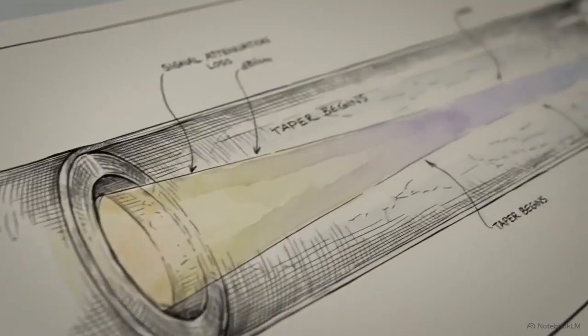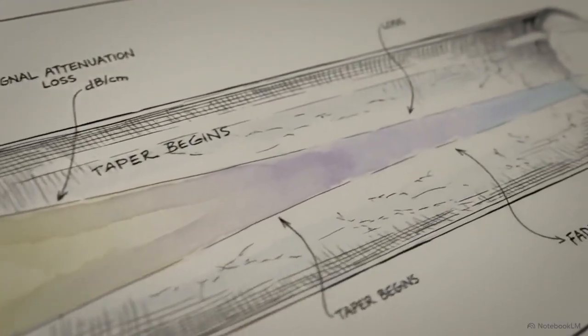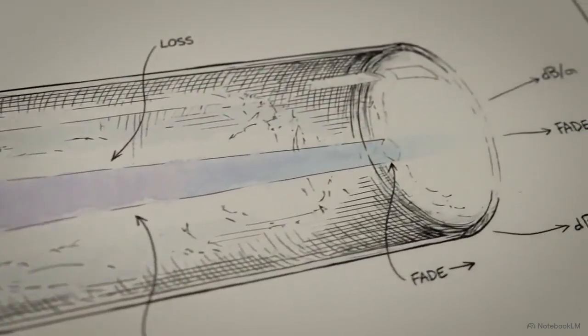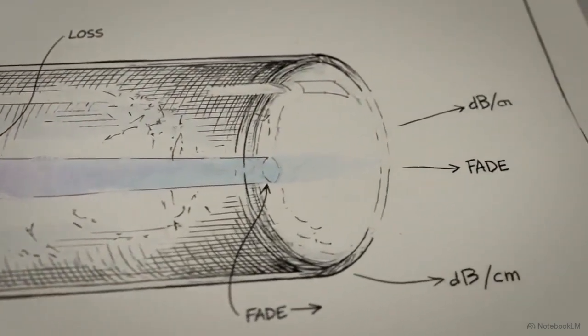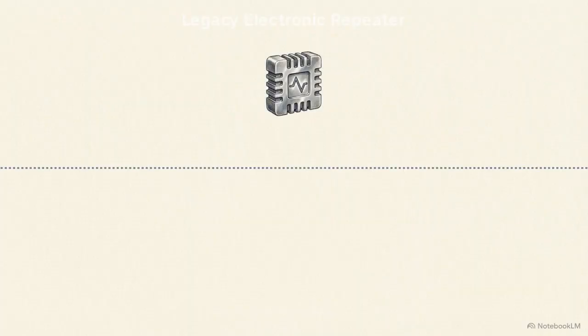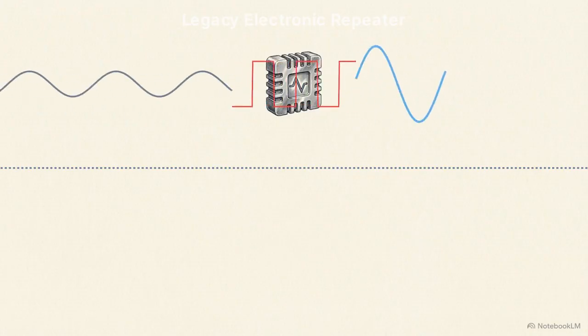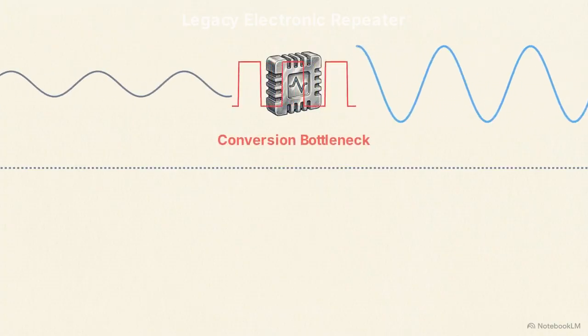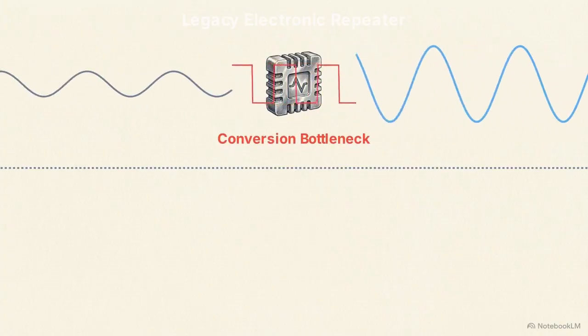As light travels over hundreds of kilometers, it inevitably loses power and fades. This natural energy loss is known as signal attenuation. The legacy solution to attenuation was the electronic repeater. This required capturing the fading light signal, converting it into electricity to boost its power, and then regenerating it back into a new light wave. This constant conversion created severe latency and physical hardware bottlenecks.